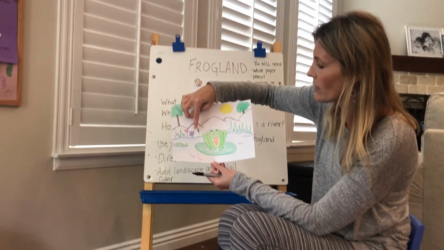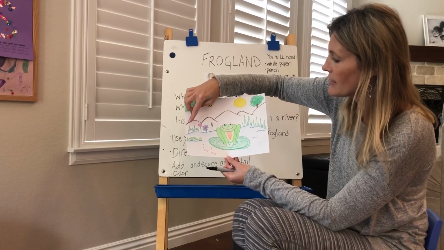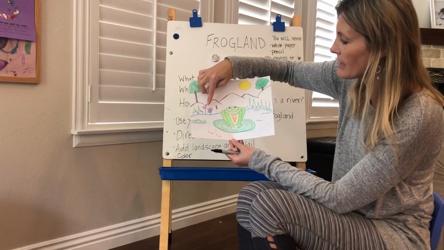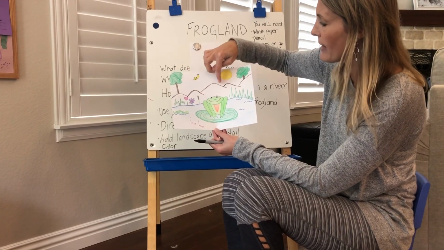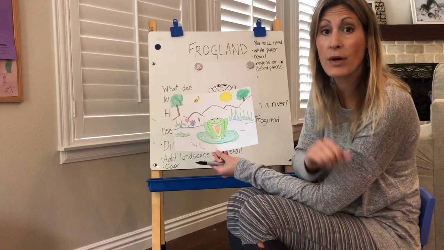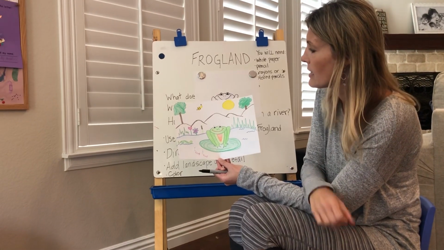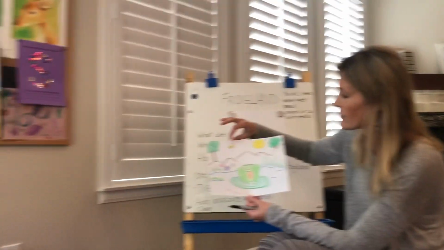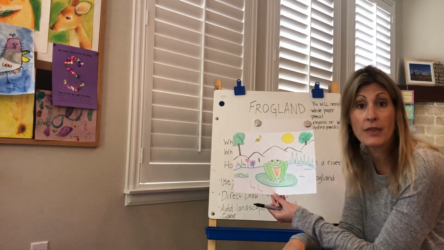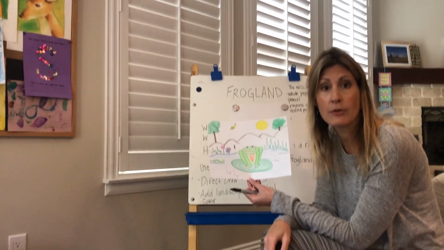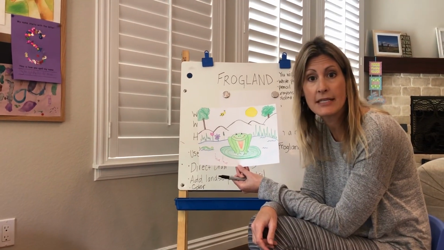Here's our flowers. This is a cattail. These are mountains. See how some of the lines are in front, some are in back? That shows that some are more in the distance and some are up front. Drew a little bee here, some trees. Have fun with it. I hope you have a wonderful time creating Frogland, and I can't wait to see all of them.